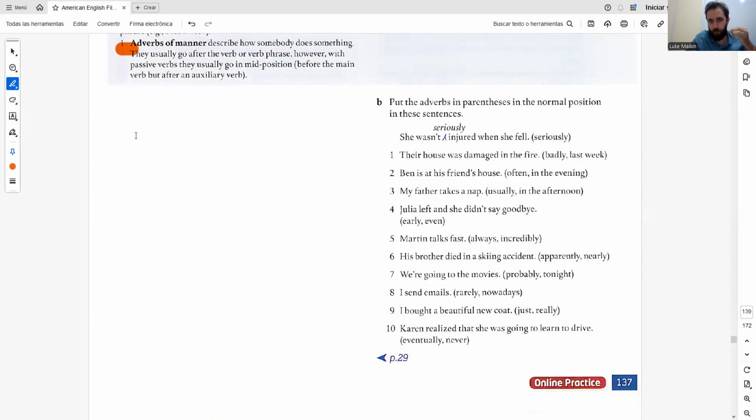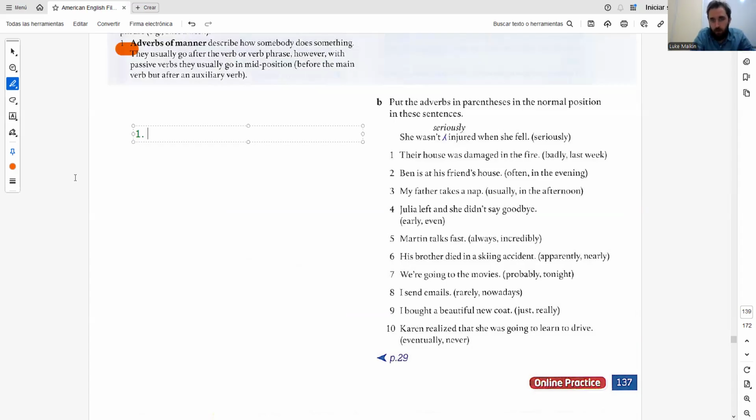That's number 1. There are 10 questions here. Most of them have 2 adverbs or adverbial phrases to add. So they're a little bit difficult. Take your time, pause, and let's go through it together.